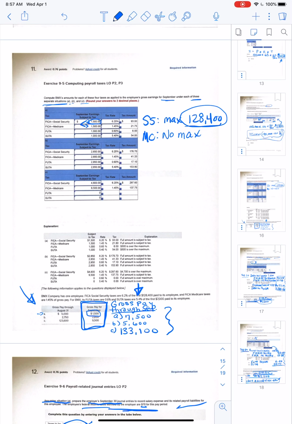So we're going to go ahead and apply that full $1,500. When you do that, you'll take your $1,500 times your 6.2% for your Social Security, and that'll give you $93. And you'll take $1,500 times 1.45%, and that'll give you $21.75 for your Medicare. So now what we've got to look at is, well, what about these federal and state unemployment taxes?